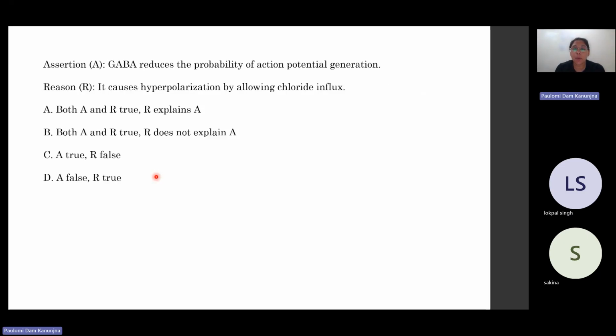GABA reduces the probability of action potential generation. It causes hyperpolarization by allowing chloride influx. We have just discussed this; this is to put it in a more formal way. So which of these answers is correct? We just discussed, right?